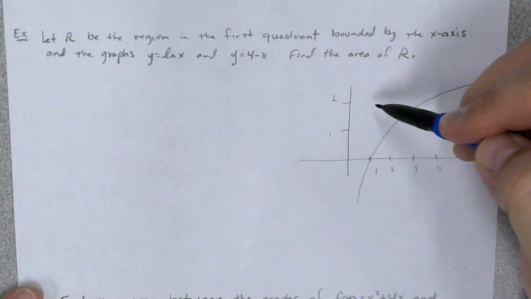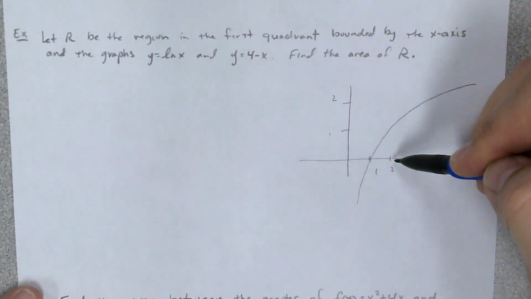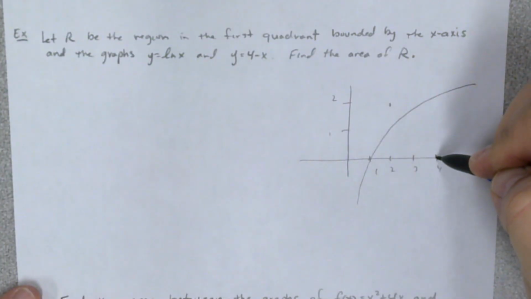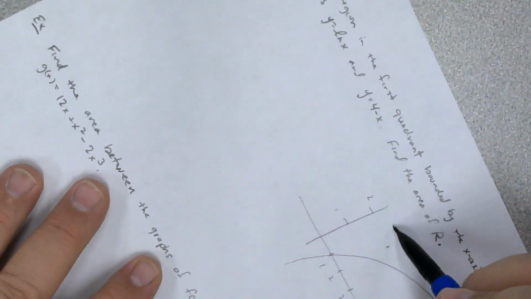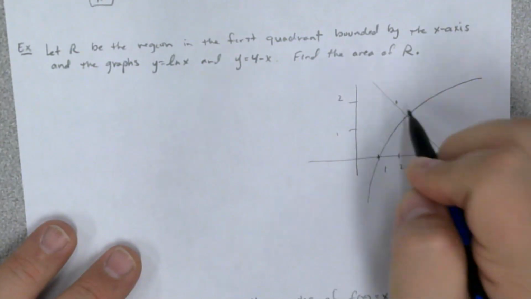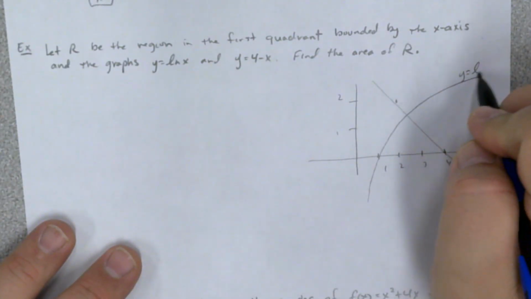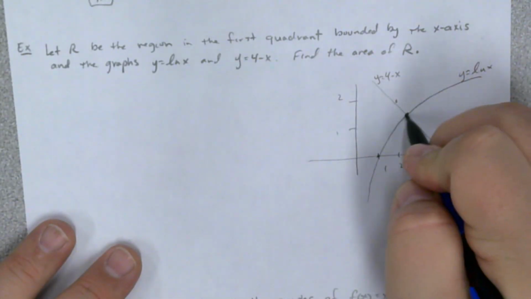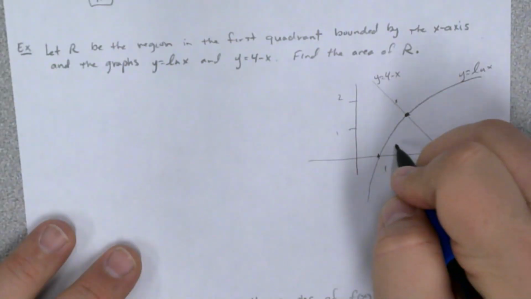If I draw the line 4 minus x, it's going to come up from here. We can just plug in some numbers in here. If I plug in a 1, it's going to be at 3. If I plug in 2, it's going to be at 2. And 4 is at 0. And so I have this line right here. So here's my region R. This is y equals the natural log of x. This is y equals 4 minus x. This point I need to find, and this is region R.